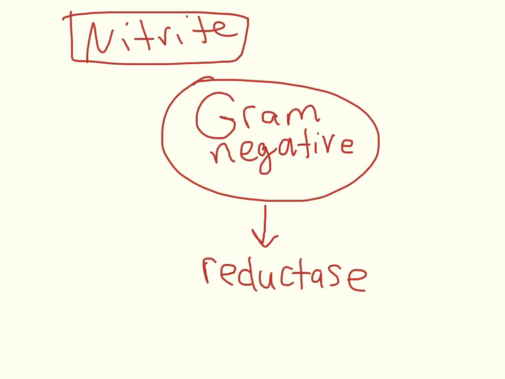So the nitrite test works like this. Basically, many gram-negative bacteria produce an enzyme called reductase. Now, notice I said many, not all. That's why you can have a negative nitrite test and still have a UTI. That's why the sensitivity is between 35 and 85% when you use nitrite test alone.